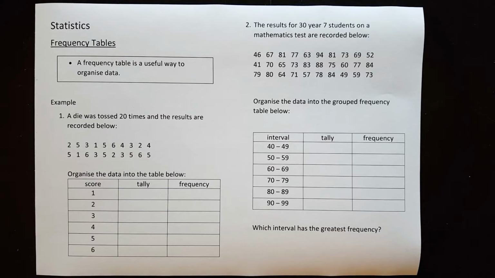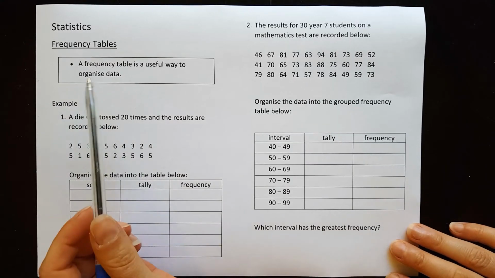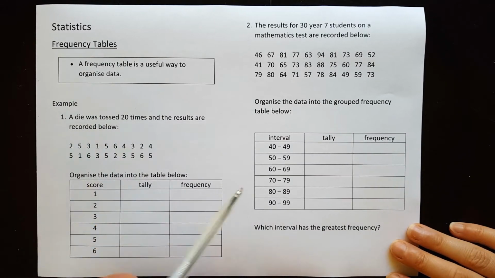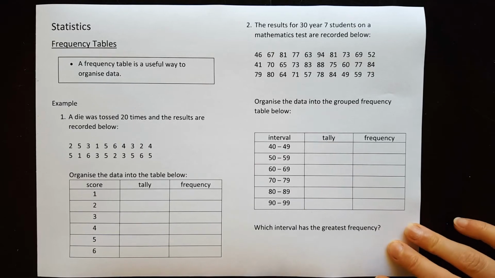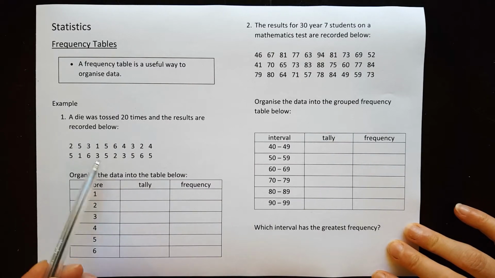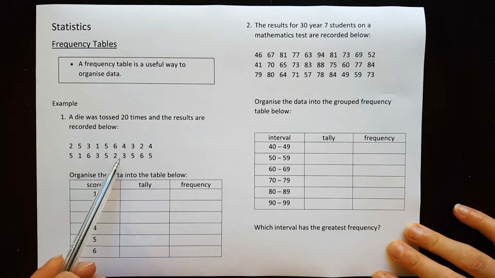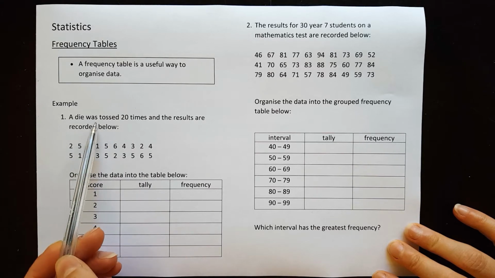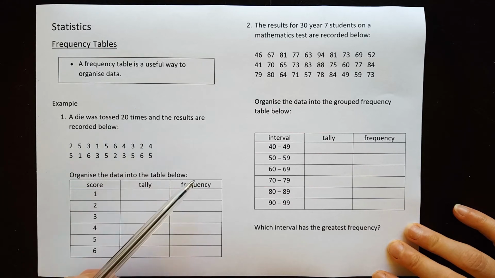Today we're starting a topic on statistics and we're going to be talking about frequency tables. A frequency table is a useful way to organise data. Perhaps you're organising some data that you've collected in a survey, and you can organise them into these frequency tables. Here are some results that have been recorded when a dice was tossed 20 times.